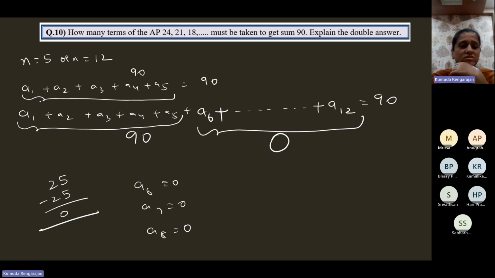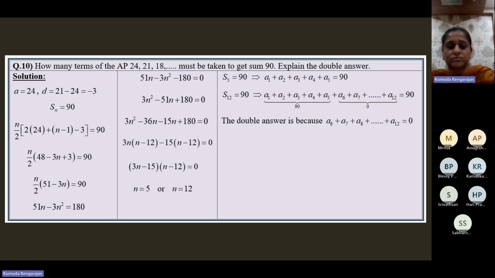So we know that the sum of the first 5 terms is 90. So just put it here. The sum of the first 5 terms is 90. But the sum of the first 12 terms is also 90. That means the sum of the terms from the 6th to the 12th is 0. That's the reason for the double answer. The double answer is because the sum of all the terms from the 6th to the 12th is 0.